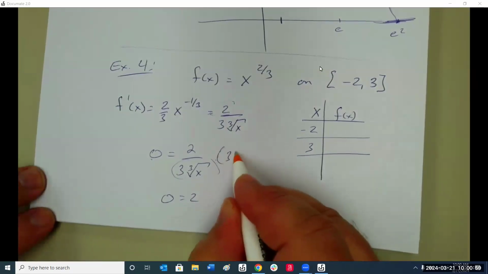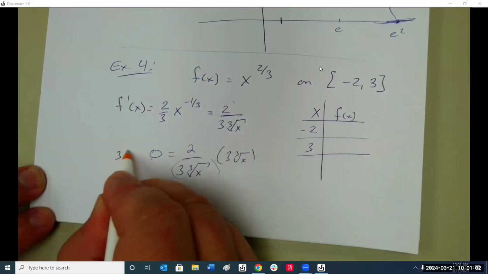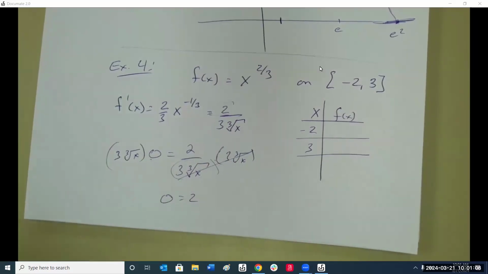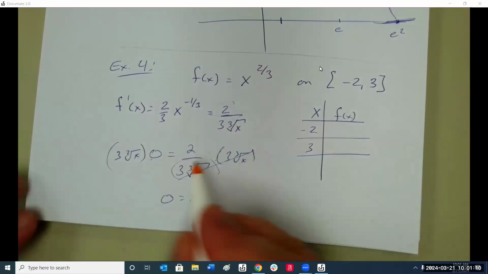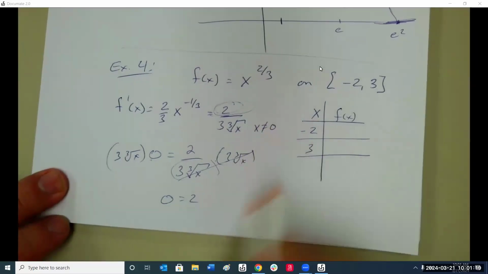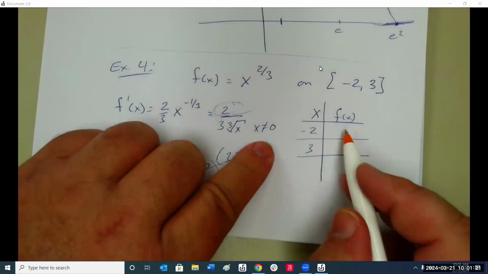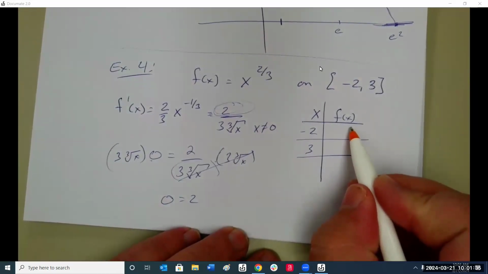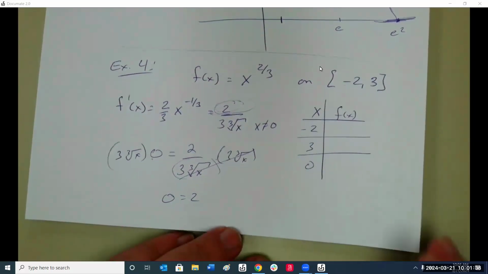If we multiply both sides by 3 cube root of x, those cancel, and that becomes 0. So we can't set it equal to 0. Remember, if you have fractions, the only way it can be 0 is if the top equals 0. But we also know x cannot equal 0, because at 0 it's going to be a weird point. So we'll look at 0 also.